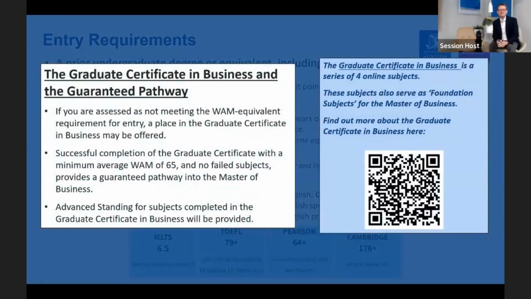So here's the pathway I keep talking about. This is the main pathway that I'm referring to, and this is also on the website. There's actually a separate website for the graduate certificate in business. But this is a pathway into our program if, for example, you're not assessed as meeting the WAM equivalent requirement for entry. You don't quite have the 65 WAM, well, we may offer you a place in our graduate certificate in business program, which is a very related program.